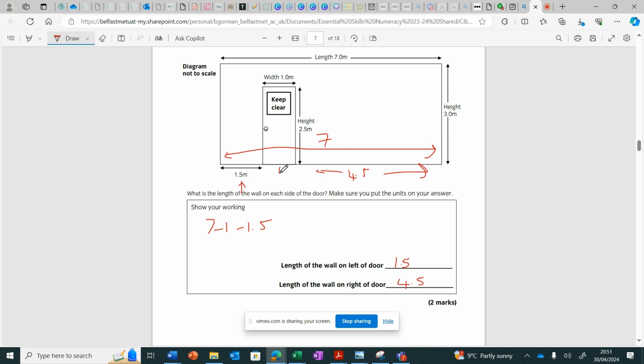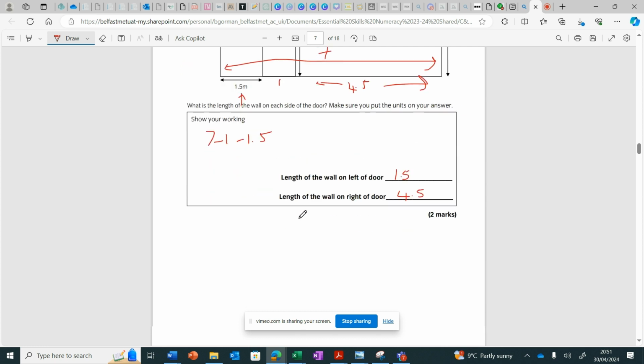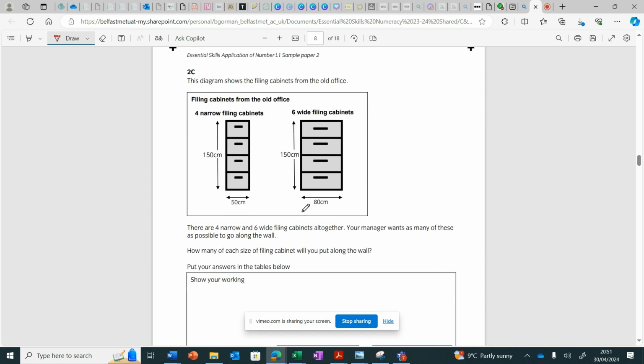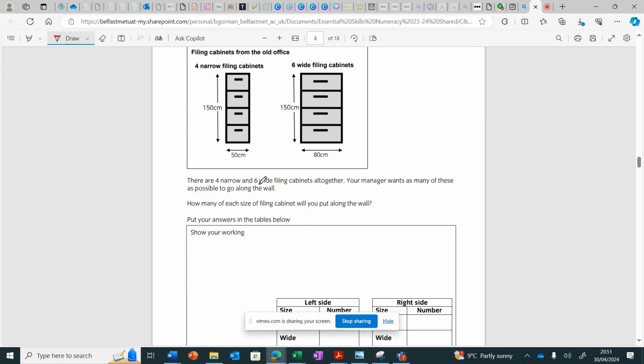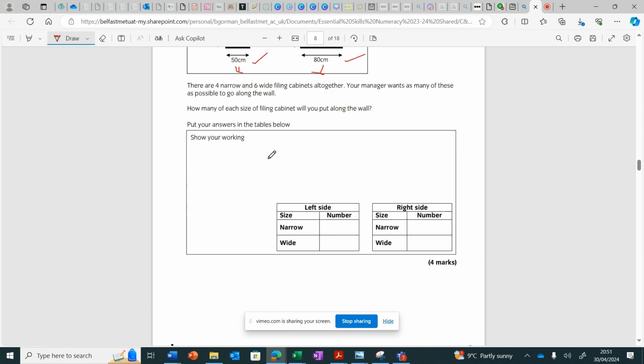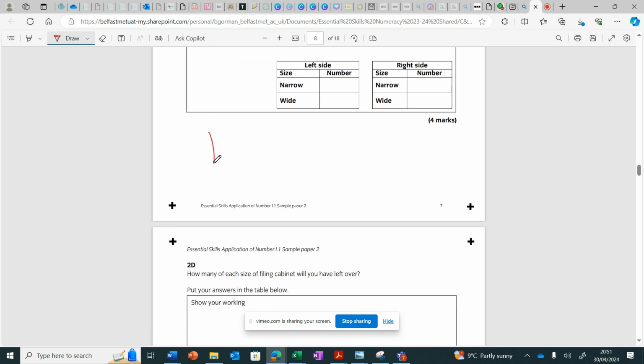4.5 and 1's 5.5 and 0.5 is 6 and 1 is 7. So we want to see how many of these filing cabinets can fit in. We've got narrow ones, we've got 4 of them, we've got 6 wide. How many of these will fit along the wall? Well, if you remember our wall, draw a little picture.